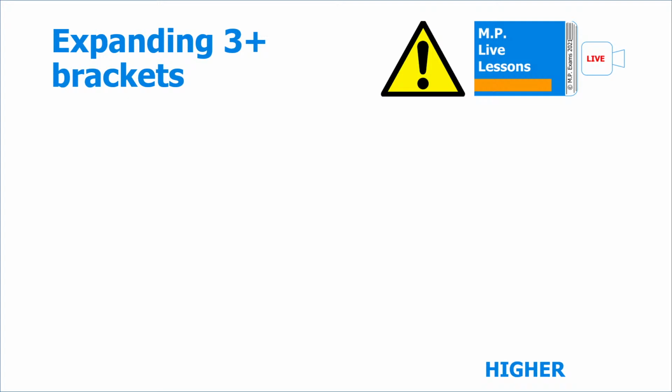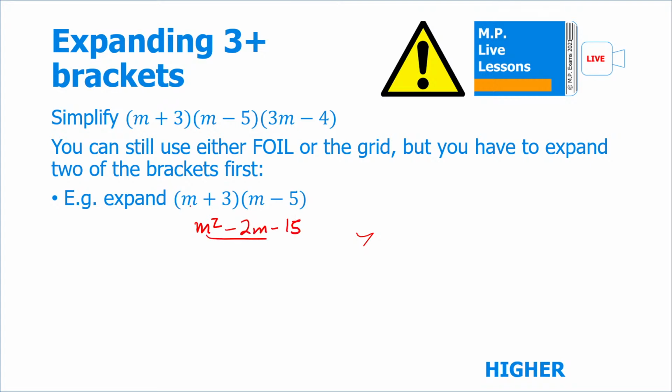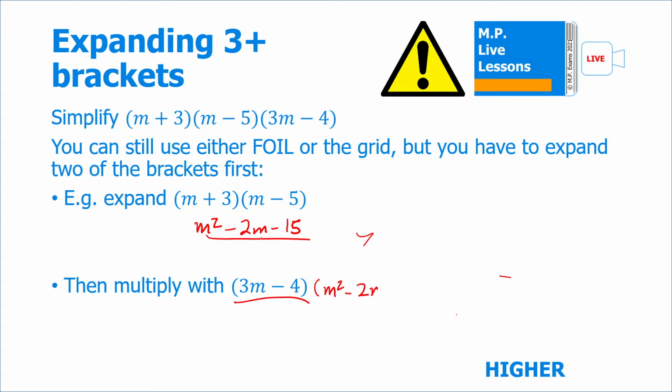Now, for higher tier, definitely, you'll need to expand 3 or more brackets like this. You can still use FOIL or grids, but you have to expand 2 of the brackets first. For example, I'll expand these brackets first, and you'll eventually get m squared minus 2m minus 15. Then we multiply all this with this bracket here. So we'll put this into another bracket, and we'll just do a grid.